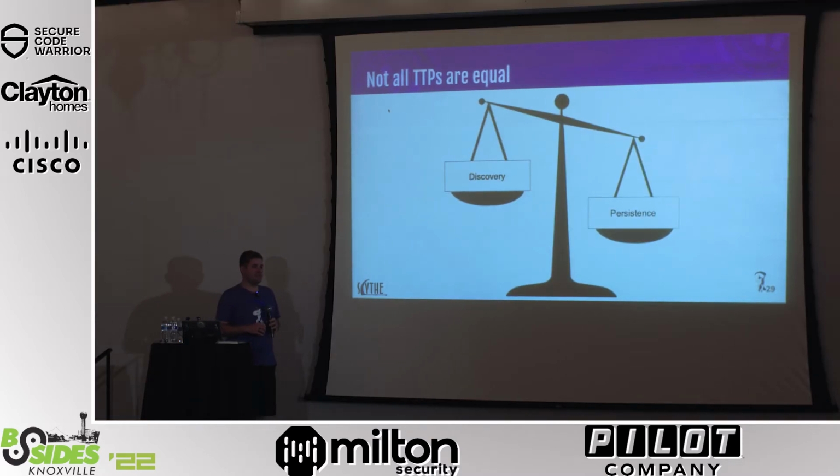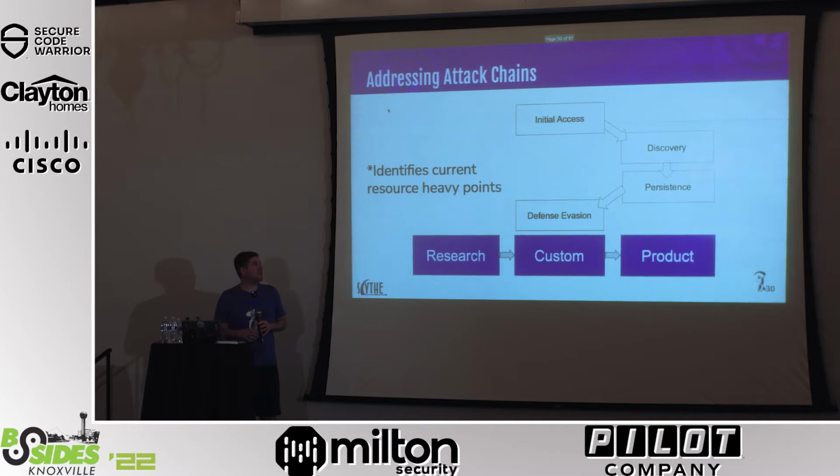Now, not all TTPs are equal, right? This is where I give the example: if I start you externally from an engagement and you have to do discovery, versus you have a persistent agent in a network, what are you going to choose if your objective is to get in the network? You're going to choose persistence every time. But that's because it's harder, right? And this is why you can identify those resource-heavy points.